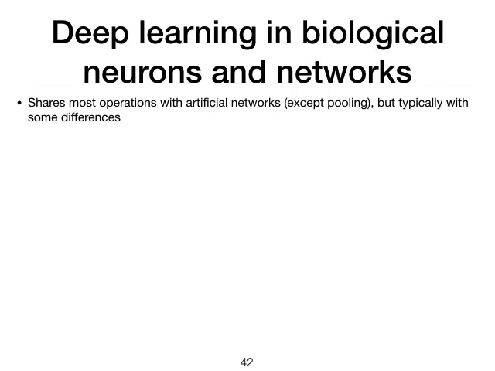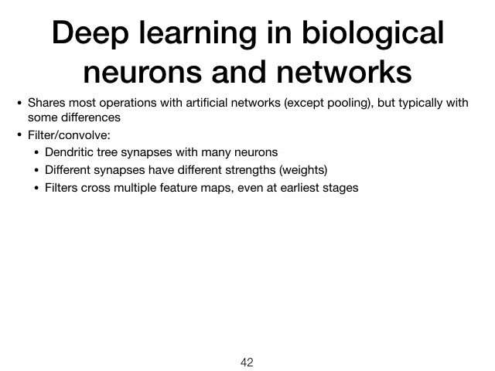So to summarize what we've looked at today, biological networks share most operations with artificial networks, except pooling, but typically there are some differences between them.